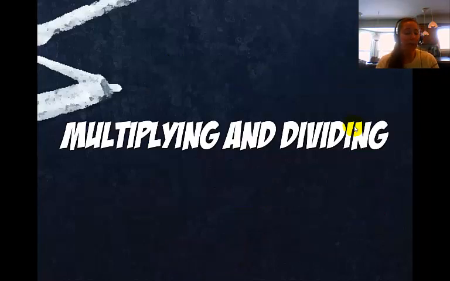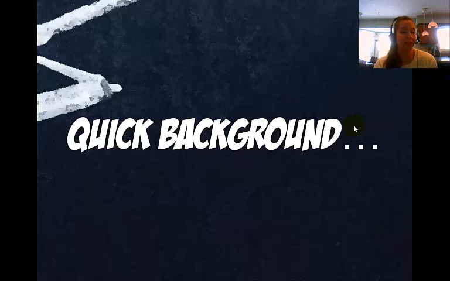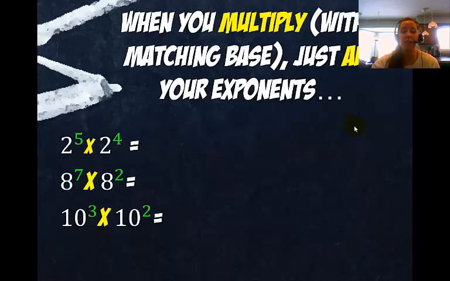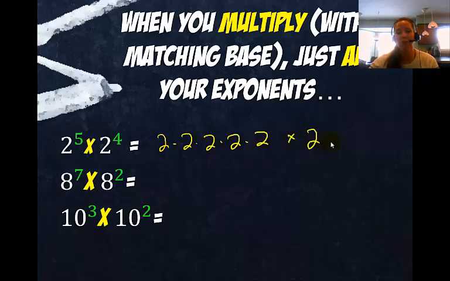So then we have multiplying and dividing. A little bit of difference, but the good thing is it's a little bit easier. So quick background is when you multiply with a matching base, you just have to add your exponents. So if I had 2 to the 5th, that's the same thing as 2 times itself, 5 times. If I multiply that times 2 to the 4th, that's just a bunch of 2's, right? That's 2 to the 9th. See, you just get to add up all the 2's that you have.